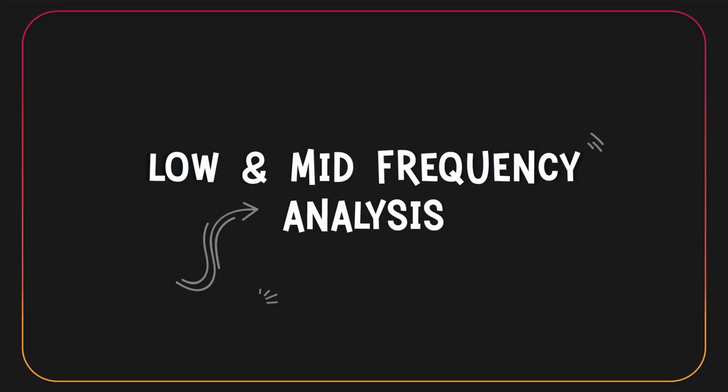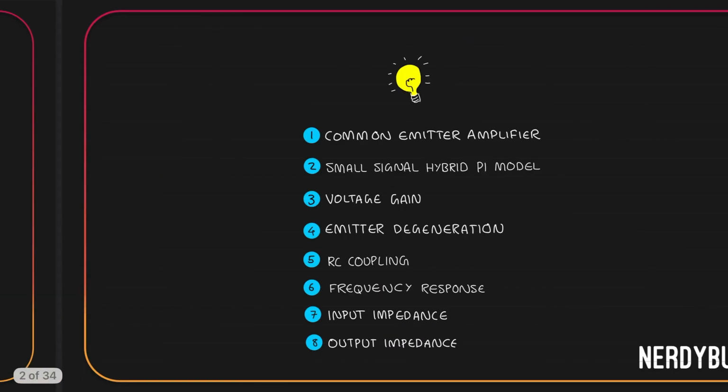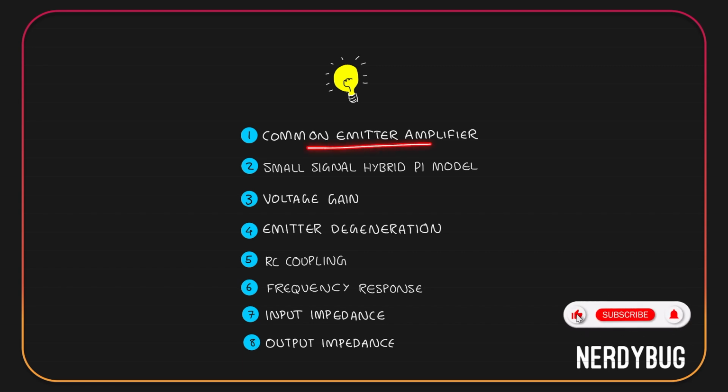Hey fellow nerds. Today we're going to discuss the low and mid frequency analysis of common emitter amplifiers. We will be discussing the common emitter amplifier, its small signal hybrid pi model, voltage gain, emitter degeneration, RC coupling, frequency response, input impedance, and output impedance.